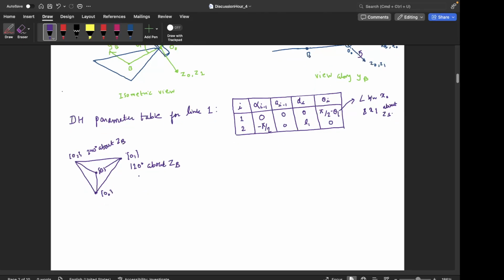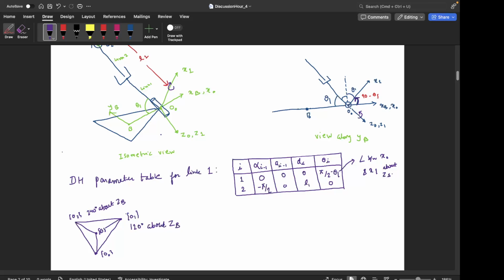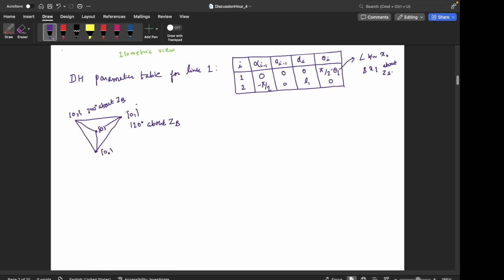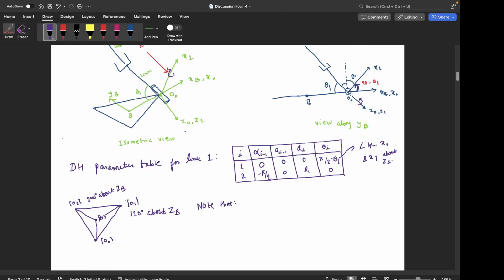So let me be consistent with the namings. I will mark this also as 0 then. Okay, so note that, you should be convinced that since all three legs are identical, between this point and this point all three legs are identical because they have the same geometrical structures and same joints, right?